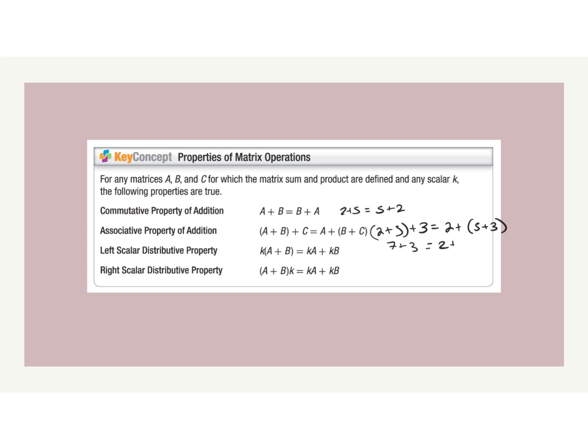Sorry, it's supposed to be 8. 2 plus 8, you end up with 10 on both sides. So that's why it's the associative property. It works both ways. That is the associative property.